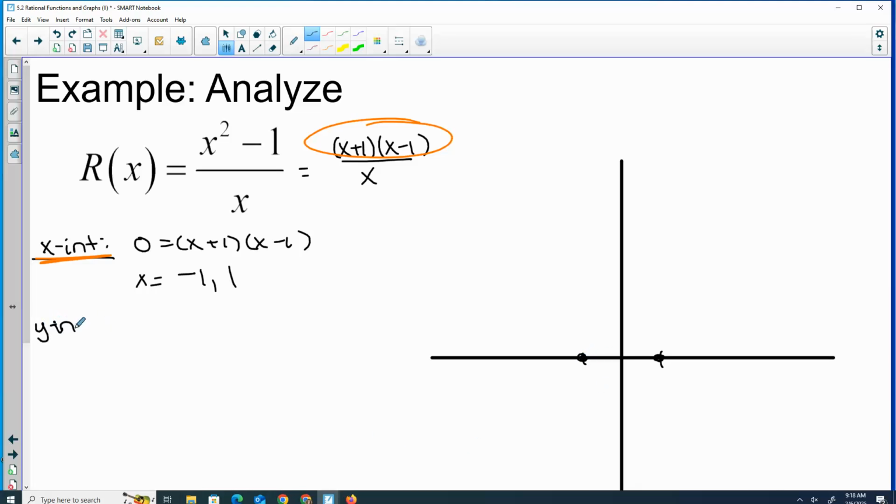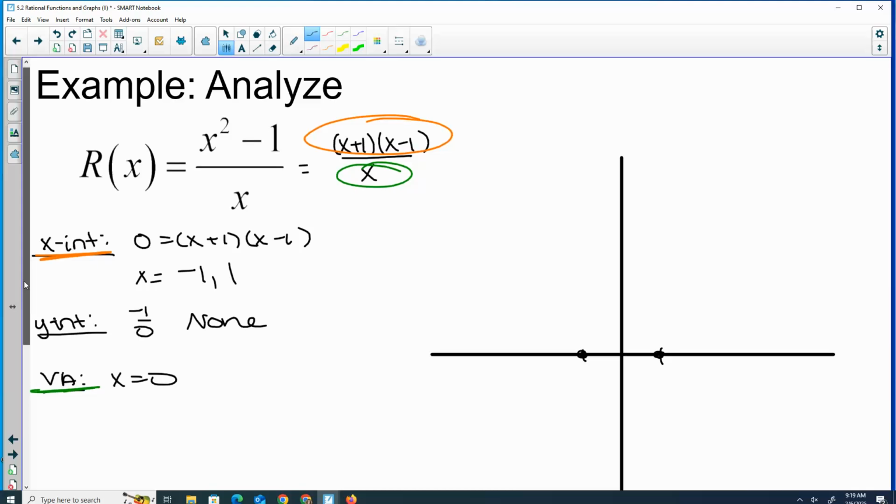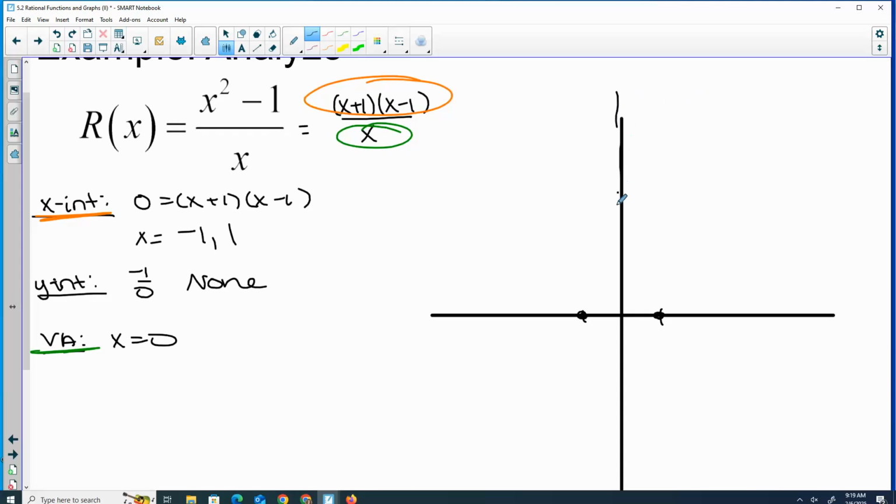Y-intercept. That's when x is 0. So you can do it in the factored or the original, it won't matter. 0 minus 1 is -1 over 0. We can't divide by 0, so we have none. Where do we look for the vertical asymptote? The bottom. What makes the bottom equal 0? Just 0. So x equals 0 is my vertical asymptote. So right here.